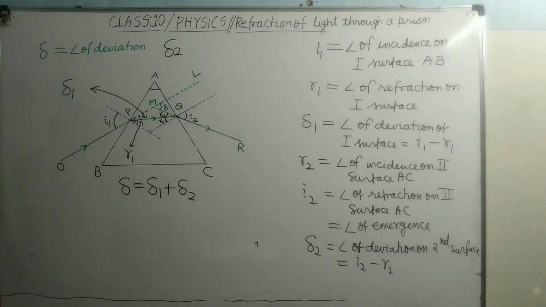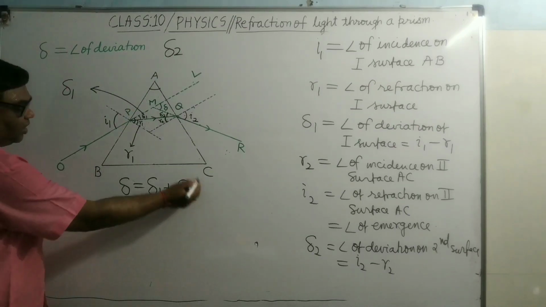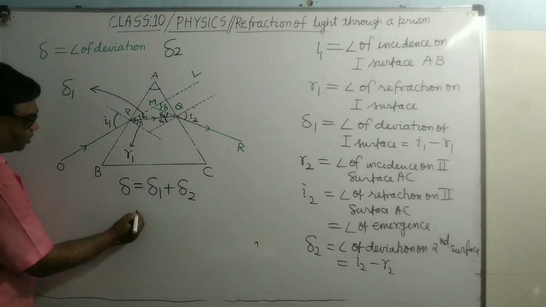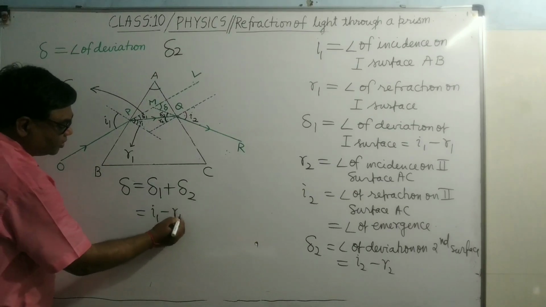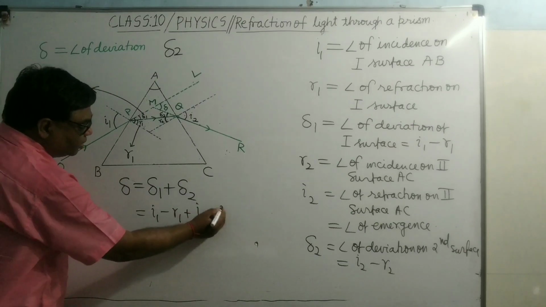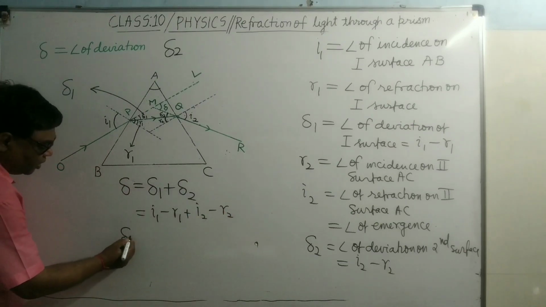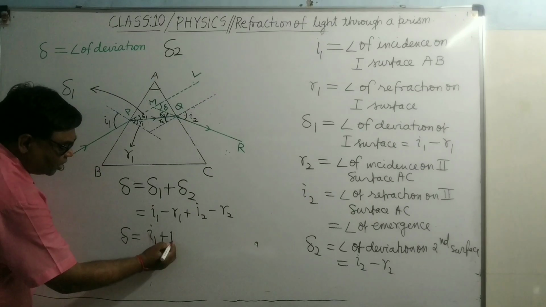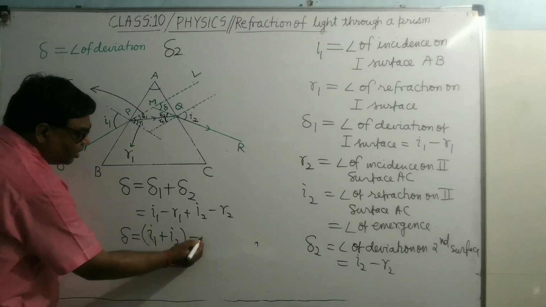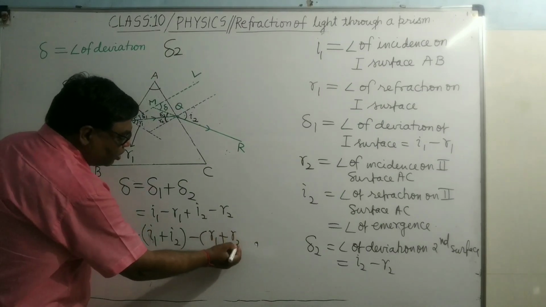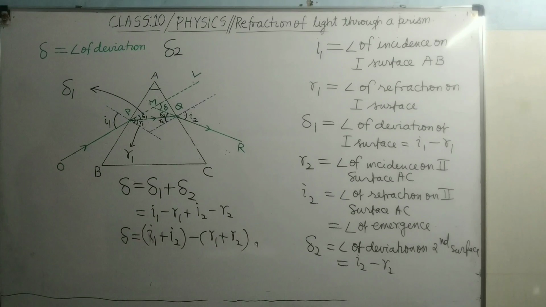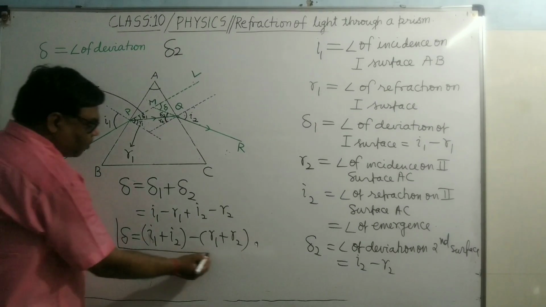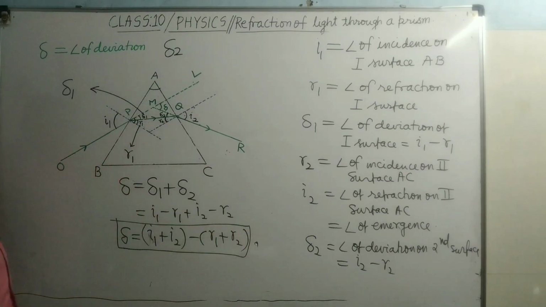Now there are some relations. One relation is this: del equals del 1 plus del 2. When you substitute I1 minus R1 plus I2 minus R2, you can rewrite del equals I1 plus I2 minus R1 plus R2. Is that clear? Now this is one relation. These relations are very important. How you have reached this relation, that is not in your course. Derivation is not in your course.